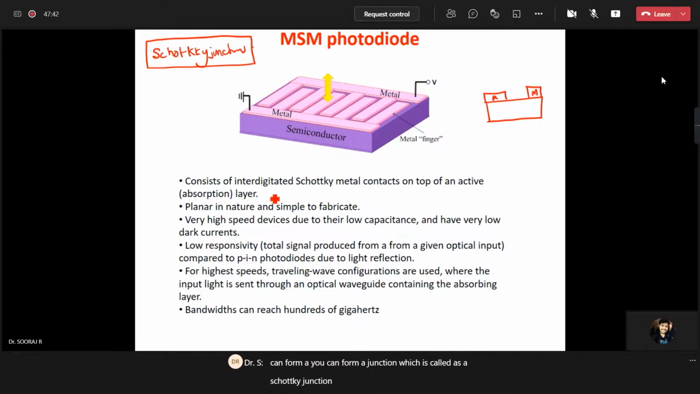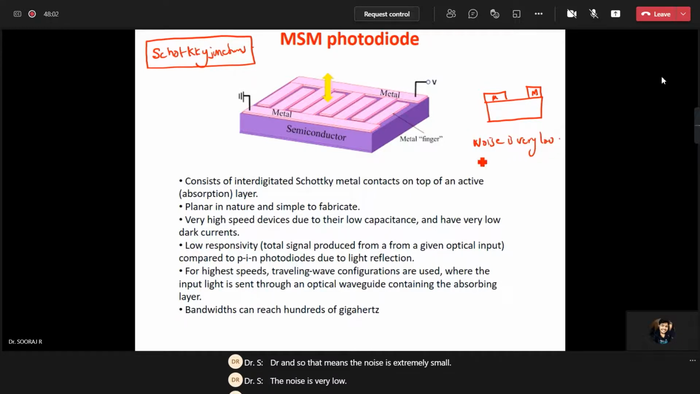So the advantage is that this structure is planar in nature and is very simple to fabricate. It also has extremely small dark current. That means the noise is extremely small. The noise is very low.